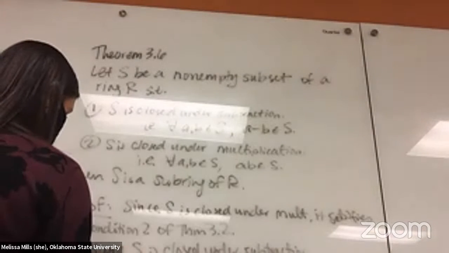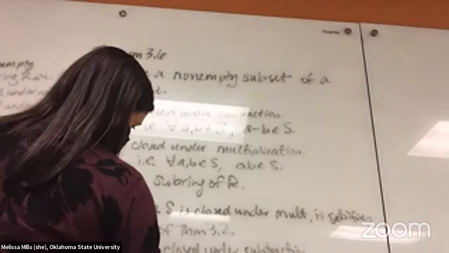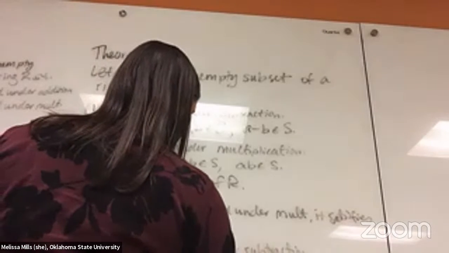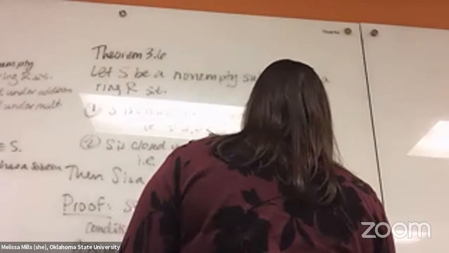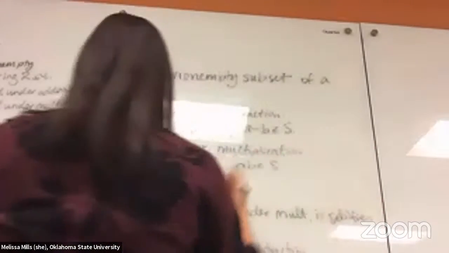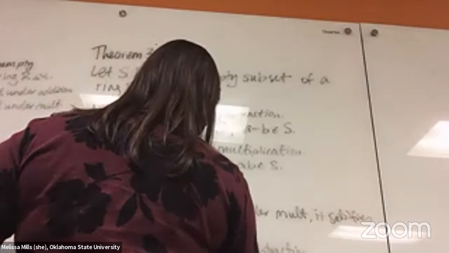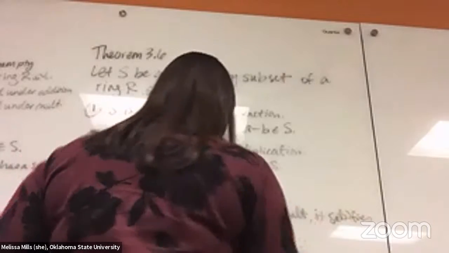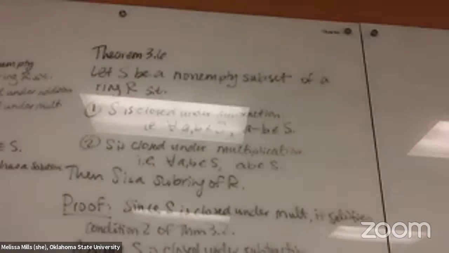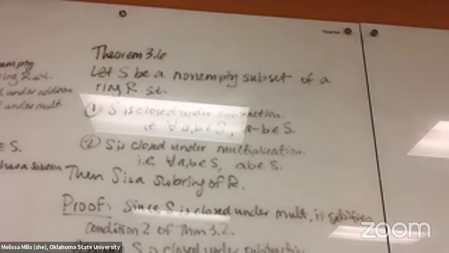Okay. So since S is non-empty, there exists an A in S, and A minus A is in S by the first condition. So A minus A equals 0_R is in S. Okay. So we got that one. So that's condition 3 of theorem 3.2. And it gives us 4, isn't it? Because what we're saying is the A plus X, where you're adding a negative X.